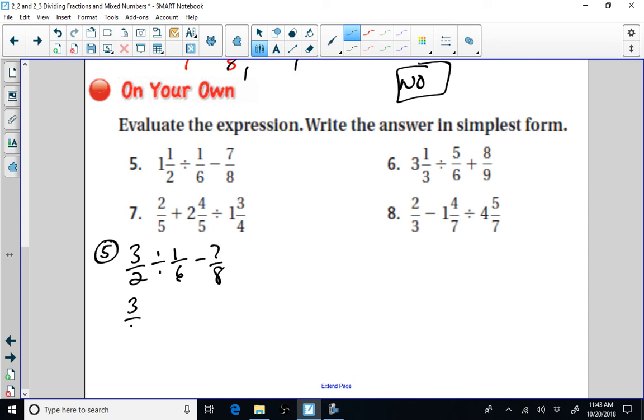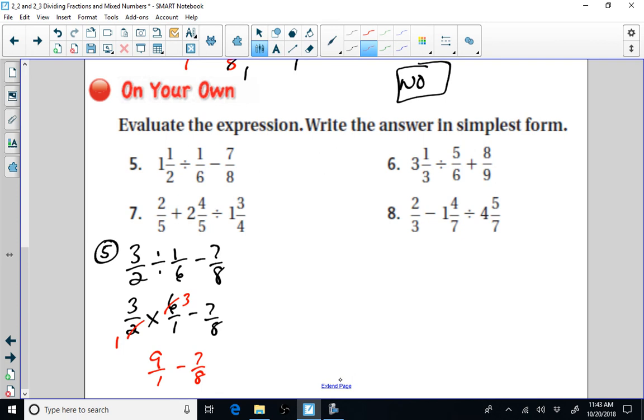So this becomes 3 over 2 times 6 over 1 because we have to multiply by the reciprocal. Still have to subtract the 7/8. I look to see if I can divide out, and I can divide out 2 and 6. That becomes 1 and 3. I multiply numerator times numerator, denominator times denominator. 3 times 3 is 9, 1 times 1 is 1, and then I still have to subtract 7/8.